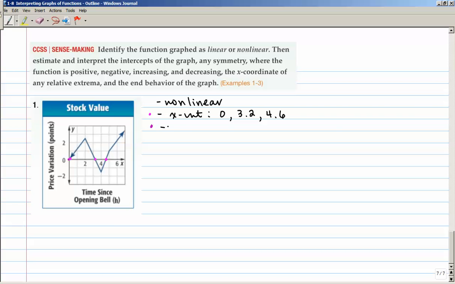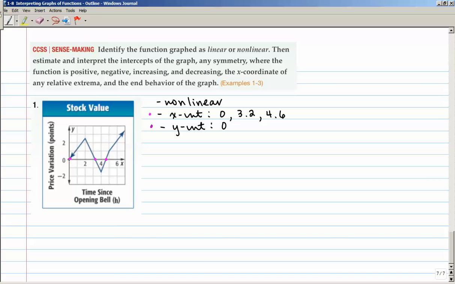So I have one y-intercept at 0. Okay, so what do my x-intercepts mean? The title of this graph is stock value, and you'll notice that my horizontal axis, my x-axis, is the time since the opening bell. And my vertical axis here is the price variation in points.